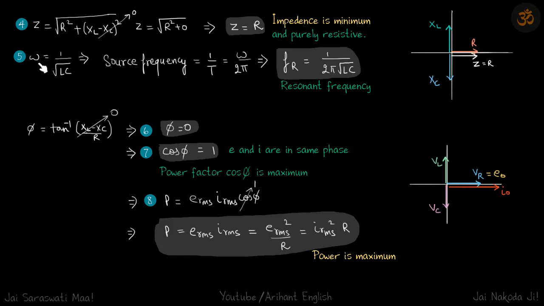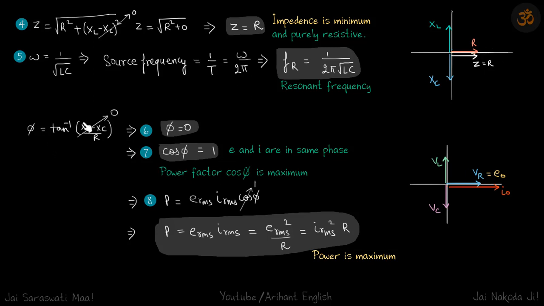Fifth point, omega is 1 by root LC. The source frequency is 1 by T. So if you want resonance, we can change the source frequency. How much should we change? So 1 by T is equal to omega by 2 pi. So we should put the source frequency as 1 by 2 pi root LC. This should be the resonant frequency. If our source is at this frequency, then the circuit will be in resonance.